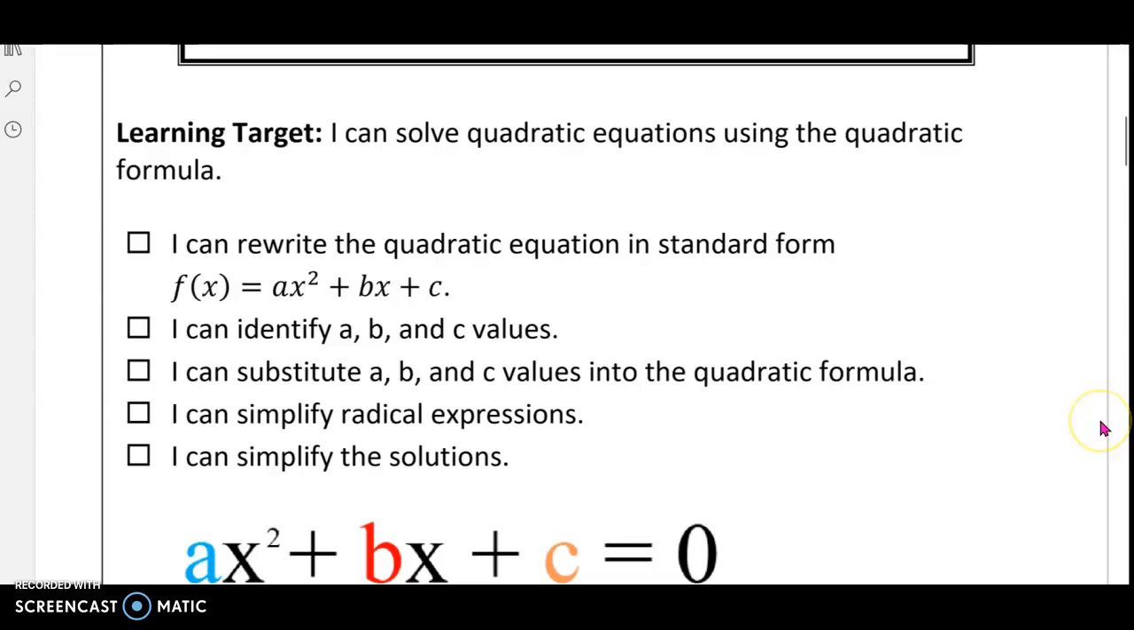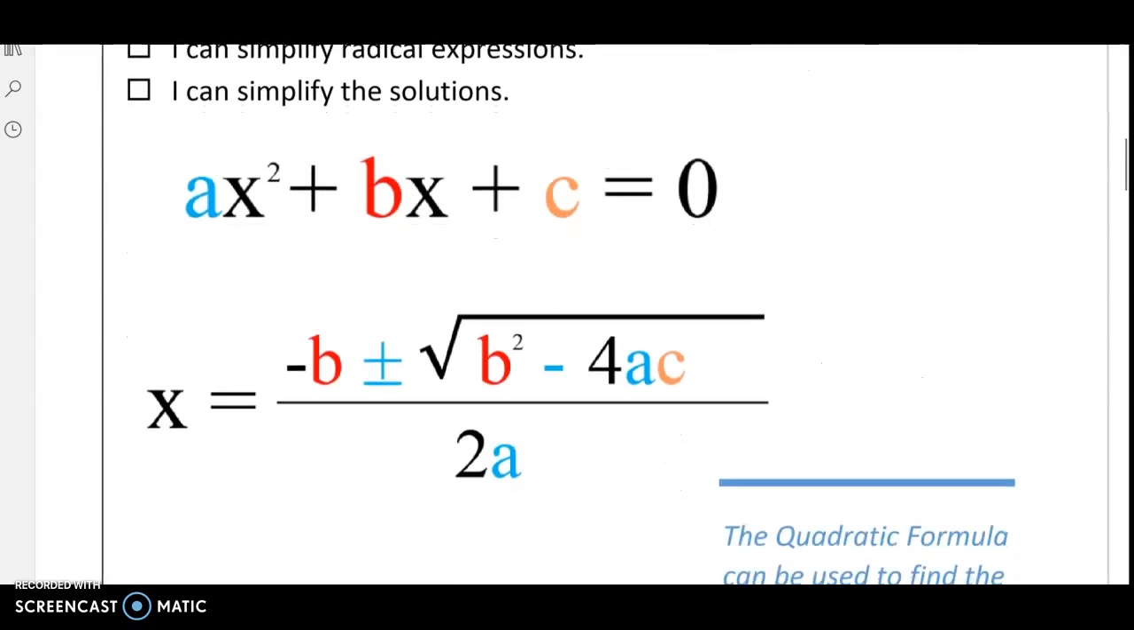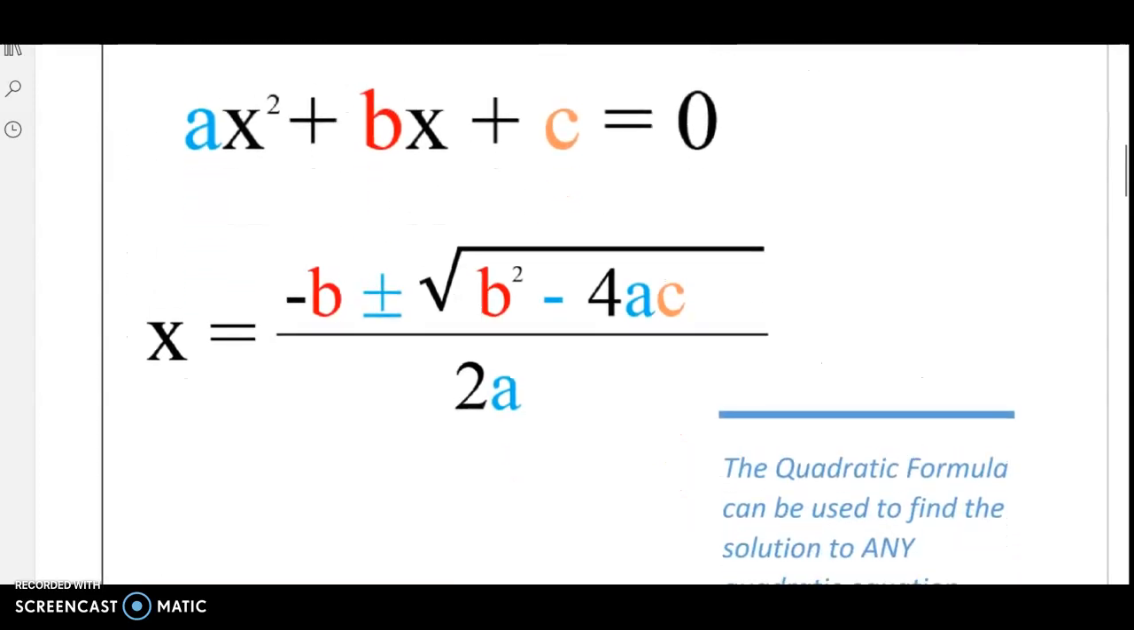Our learning target is that we can solve quadratic equations, and this time specifically using the quadratic formula. The reason for that is because the quadratic formula is a way to solve quadratic equations no matter what the equation is. Factoring, we can use that to solve quadratic equations, but only if that trinomial is factorable. Some are not. The quadratic formula always works. We use it when it is in this form, ax squared plus bx plus c equals 0.